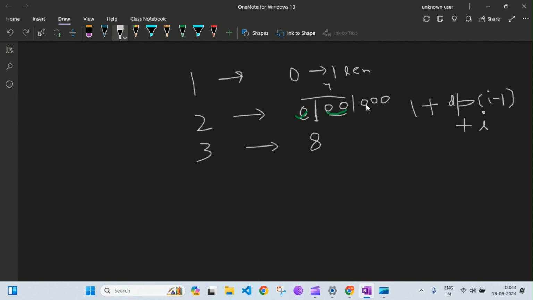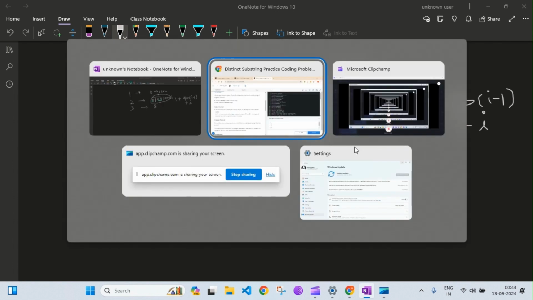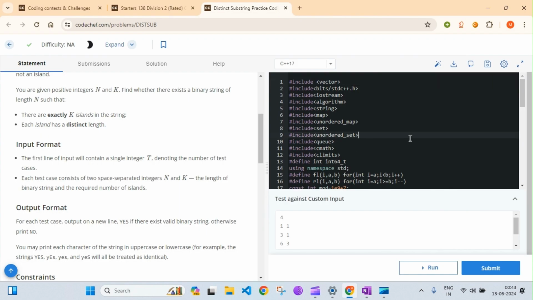Let's say we want to calculate for n equals 4. For n equals 3, we already have this much length, and what we need to add is one boundary, and after that four zeros, right? So this 1 is for the one boundary. This dp of i minus 1 gives this length, right? And then i is the number of zeros. So this gives the answer. So here is my code.